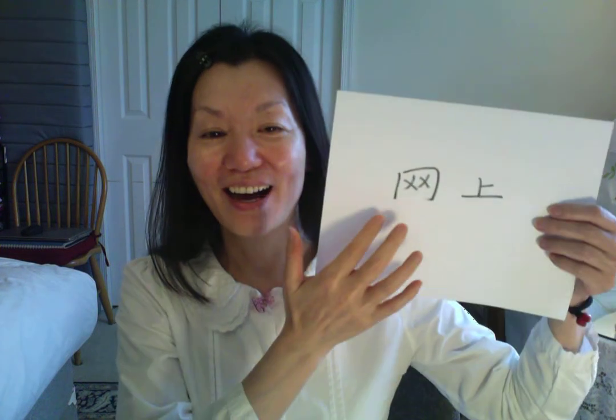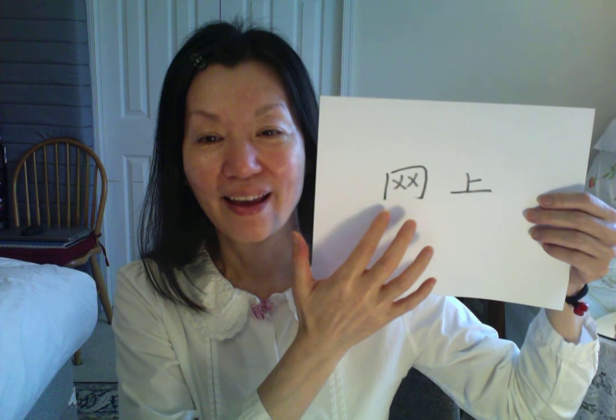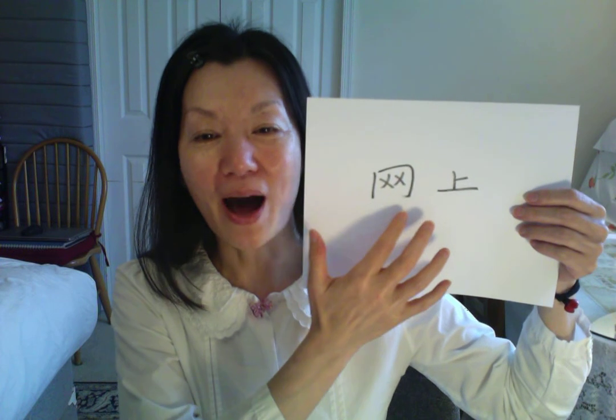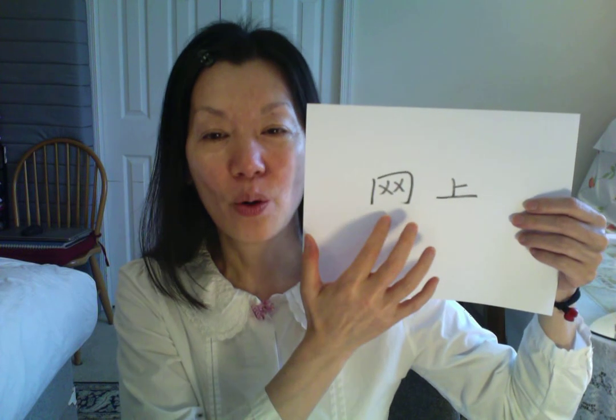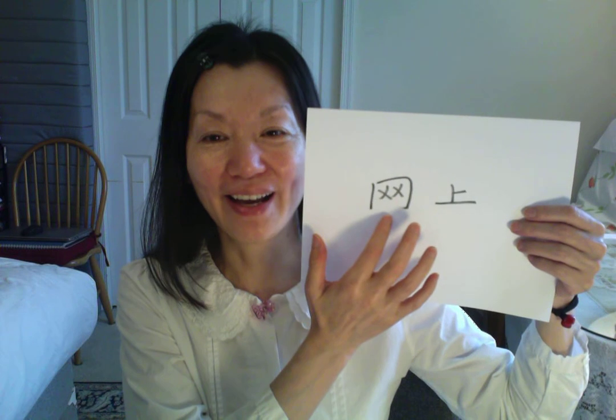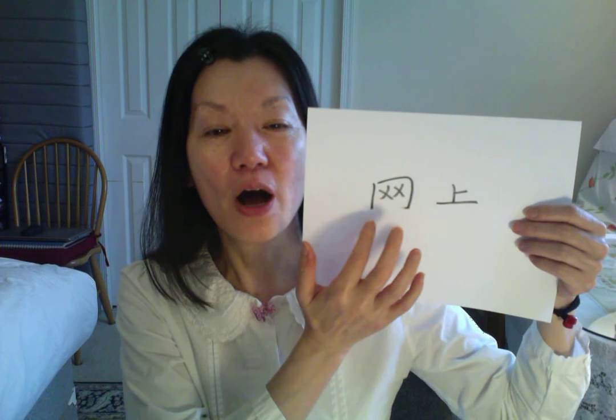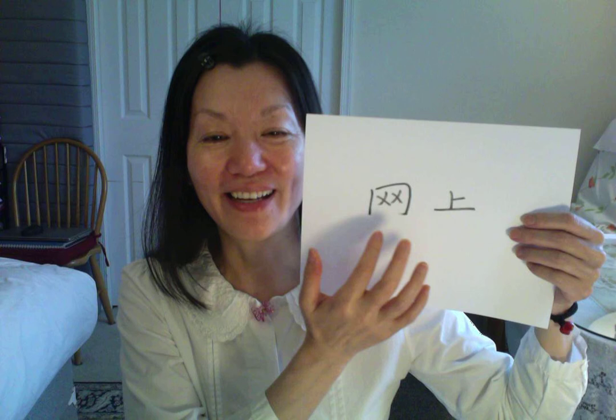Let me see. Where are you? On the internet. Have to know this one, okay? We do this one every day, even now. On the internet, 网上. 网, internet. 上, on. 网上, on the internet. Okay. Let me see next.